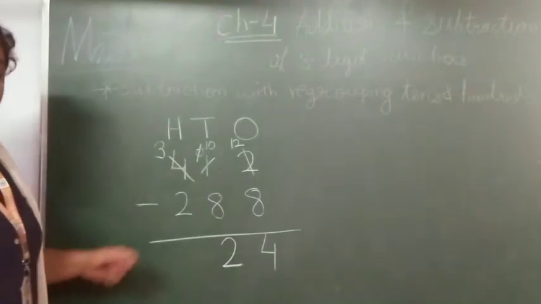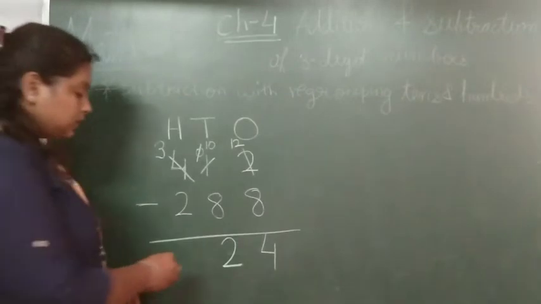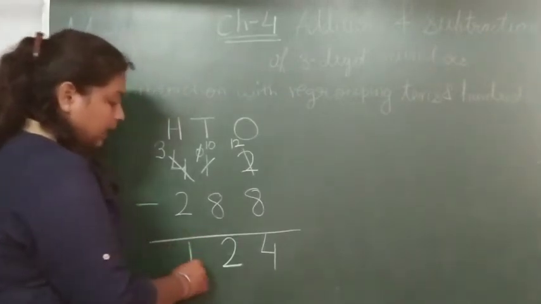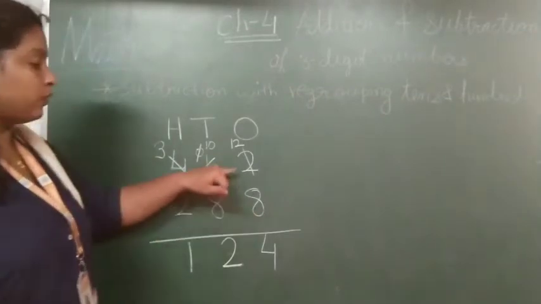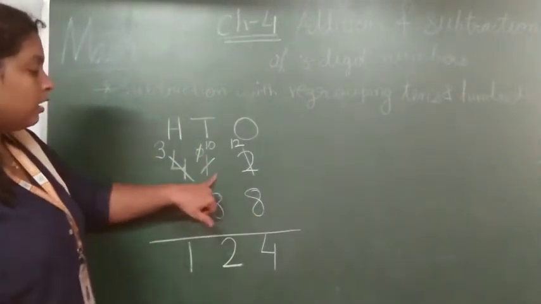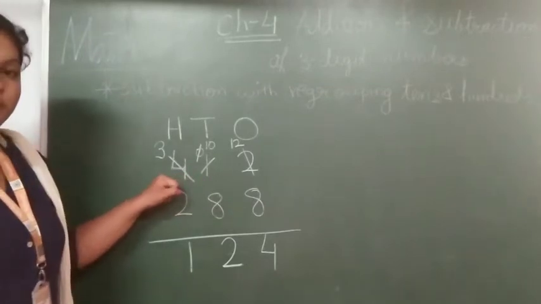Now 3 minus 2. So from 3 you have to deduct 2. That means, yes, 1 is there. So this is how you have to solve the subtraction with regrouping. You can see here, we have done regrouping of the tens place, and after that the hundreds place.